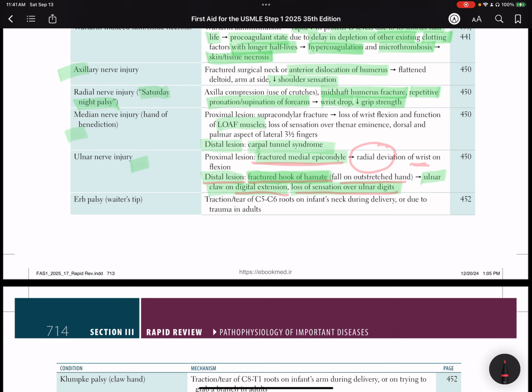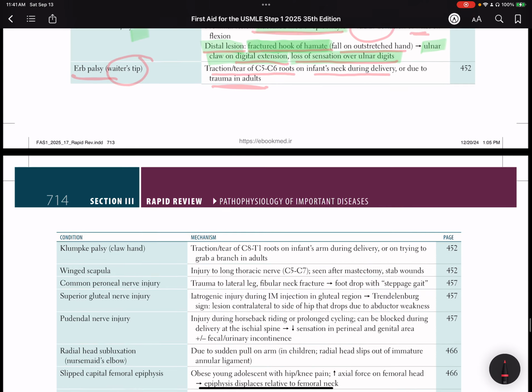Next is Erb palsy. What is Erb palsy? Waiter's tip. It's basically traction tear of C5, C6 roots on infant's neck during delivery or due to trauma in adults.